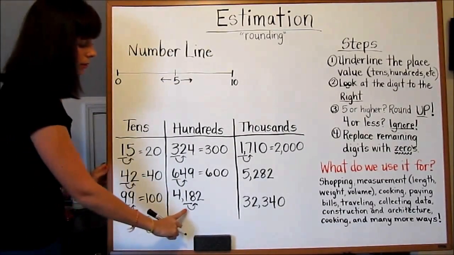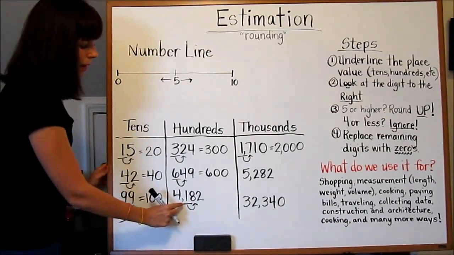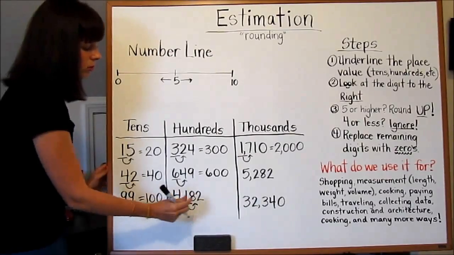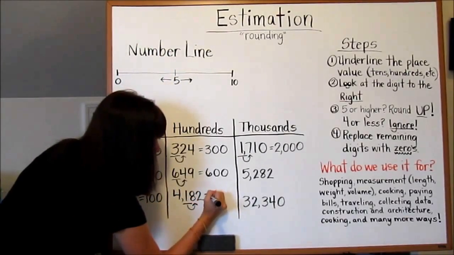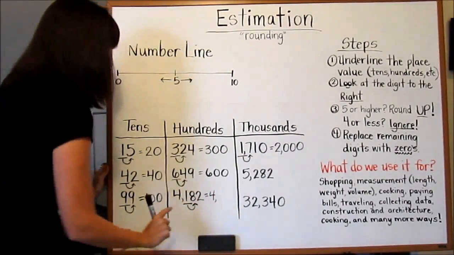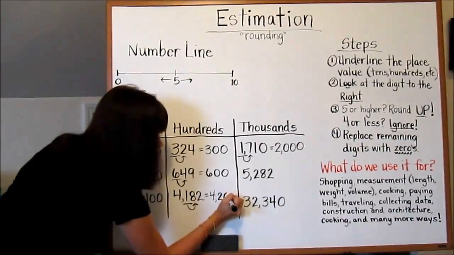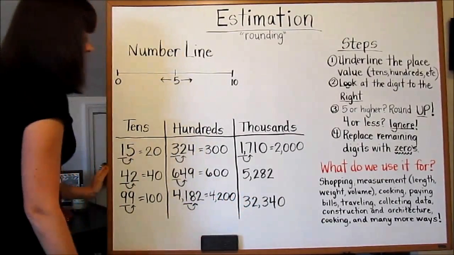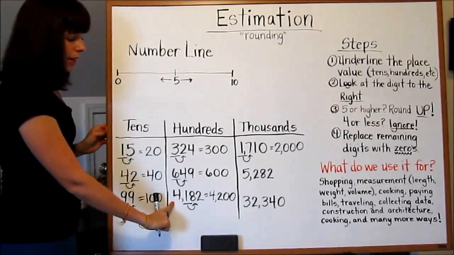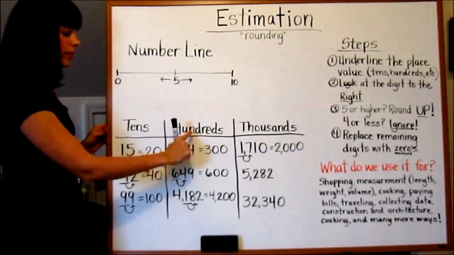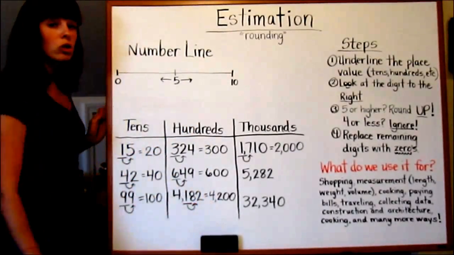Now at this point, I'm still rounding this number, but I have to leave the rest of it alone. So it's still going to be 4,000. 8 tells me to round this up to a 2. So 4,182, rounded to the nearest hundreds, is 4,200.